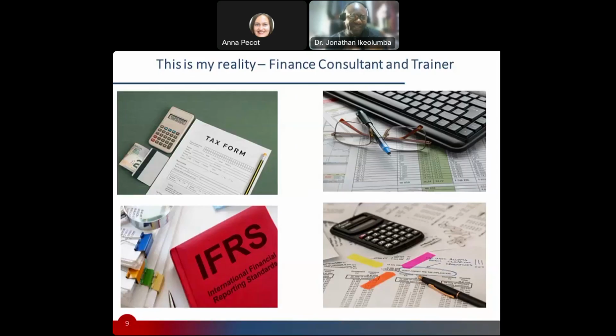So this is my reality, and this is one of the reasons why I chose to have this session. Anna did a brilliant job of putting some perspectives as to what I do. For clarity, I only do one thing. I'm a finance trainer, a finance consultant, and recently I completed a double doctorate degree in finance, which also allows me to do finance research.